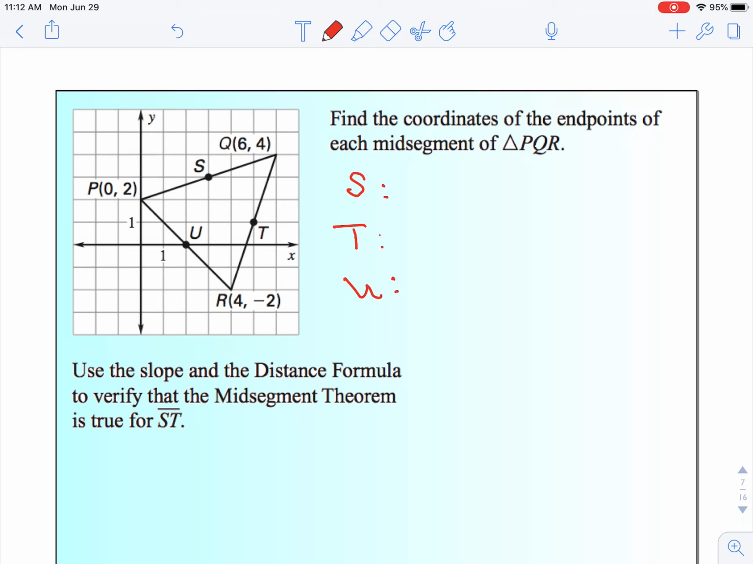Now, it looks like we can just pick them out from the graph because the ordered pairs are actually marked there. But just to verify, remember, we would use the midpoint formula, which is the average of the x's, so 6 plus 0 divided by 2, and the average of the y's, 4 plus 2 divided by 2, to give us 6 divided by 2, or 3. 4 plus 2, 6 divided by 2 is 3, so S is 3, 3. So see if you can find the other coordinates of T and U right now.